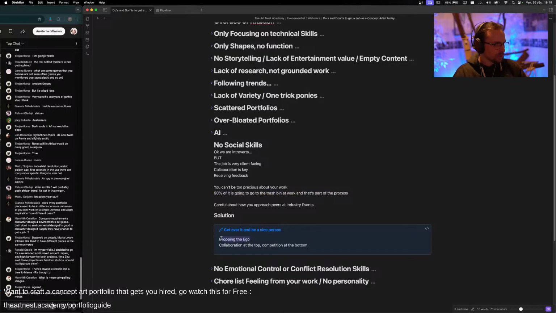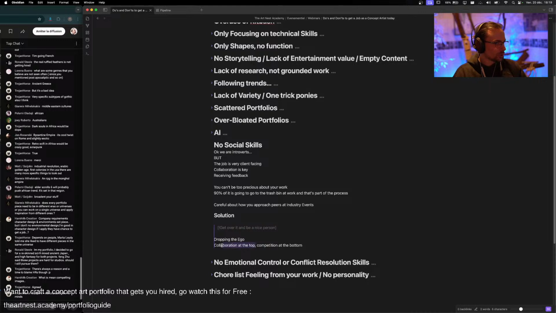It's about dropping the ego, and you need to remember that collaboration happens at the top, competition happens at the bottom. If you are insecure, if you think that sharing your tips is going to put you in danger because people are going to take your jobs, you are at the bottom. That's not how it works in the industry. It's very collaborative. You need to help people and lift them up. That's also why I've launched that mentorship. I'm lifting people up, because I know in the future, once those people are rock stars in the industry, if I need any kind of help, they would be willing to help me immediately.